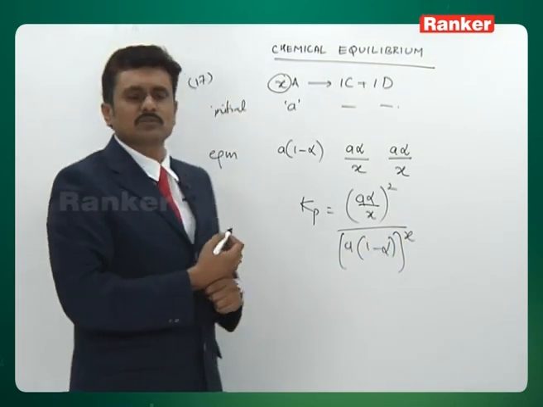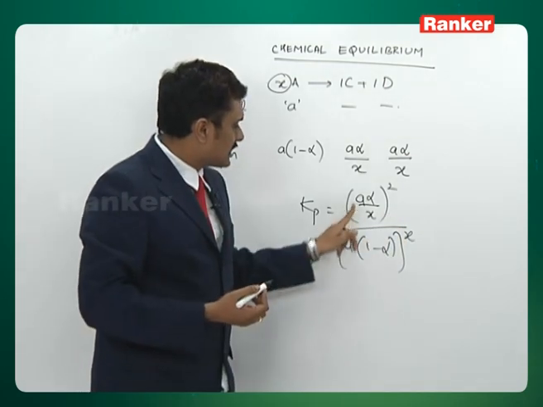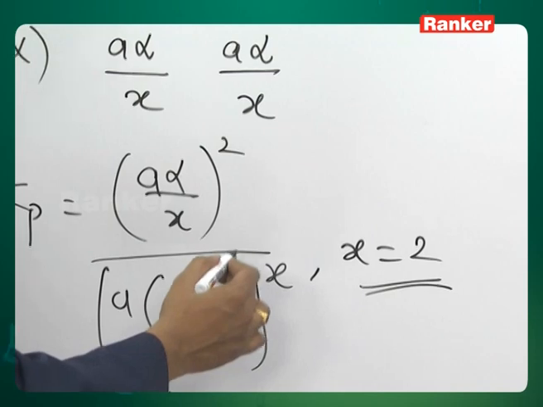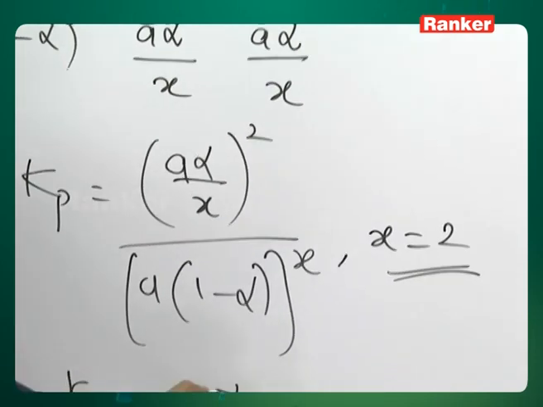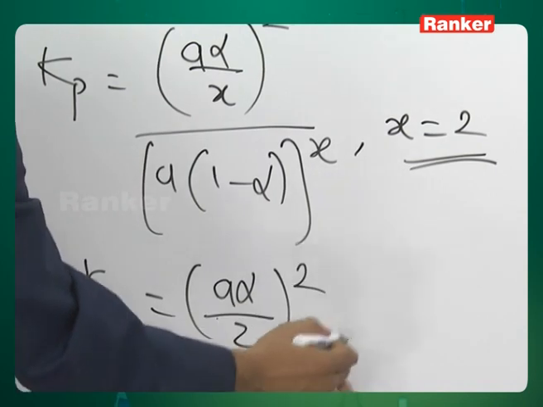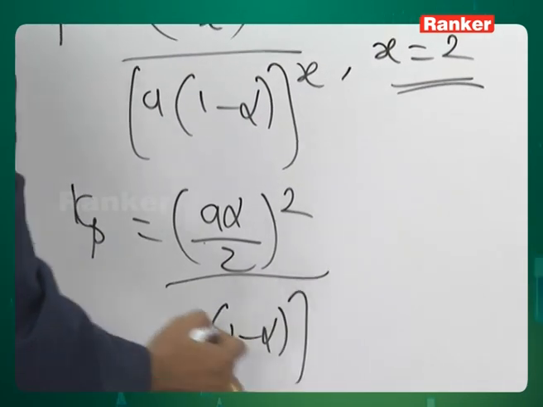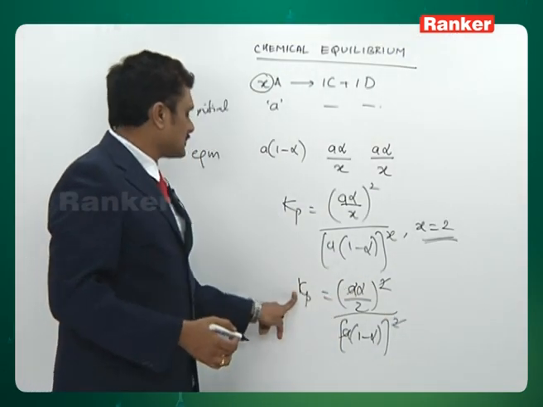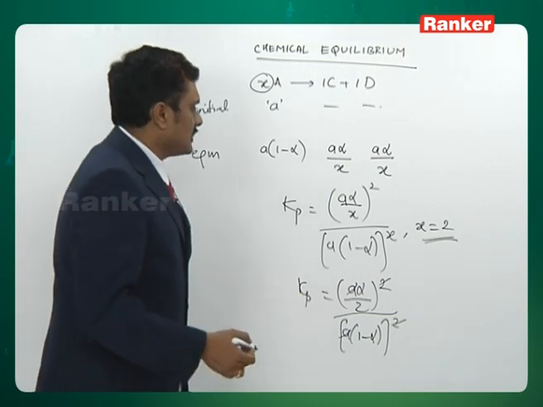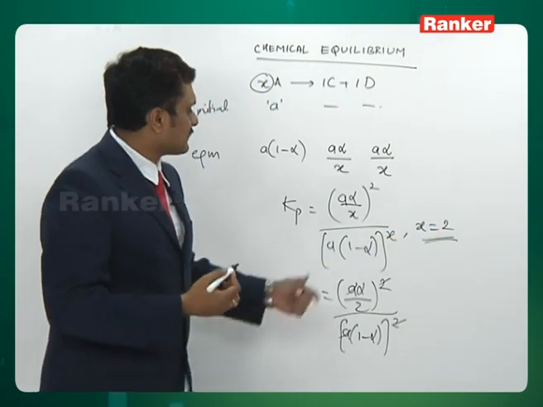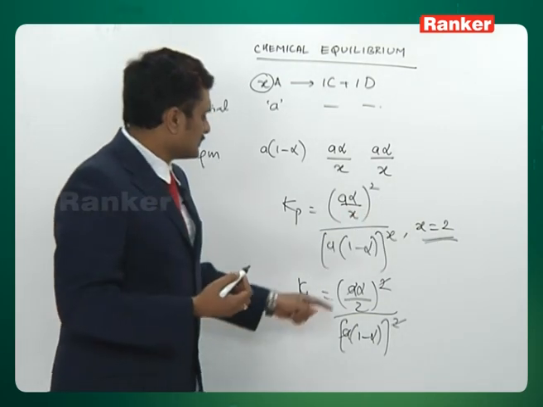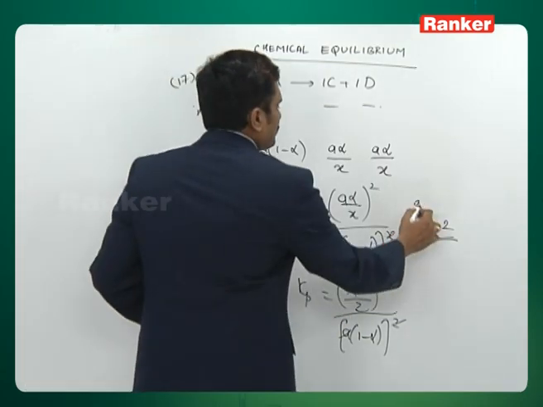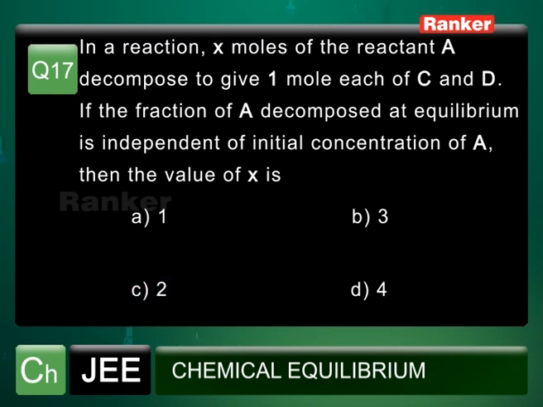Now you want this expression to be completely independent of the term A, the initial concentration, then for that the x needs to be taken as 2, because when I take x to be 2, it will become A alpha by 2 whole square divided by A into 1 minus alpha whole square. This A term gets cancelled completely, and your alpha will be dependent only upon the Kp. So therefore the substitution of 2 in place of x will fetch the equation wherein the alpha is completely independent of the initial concentration. So therefore the answer for this question is option C, that is x is equal to 2.